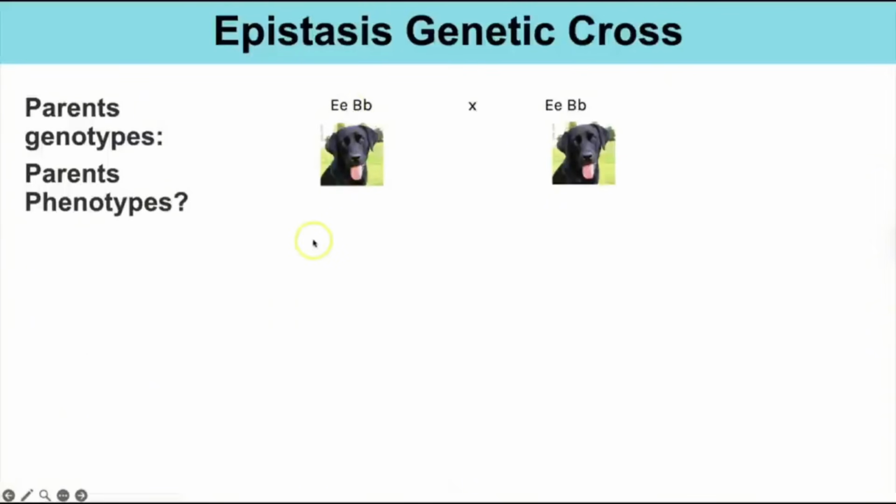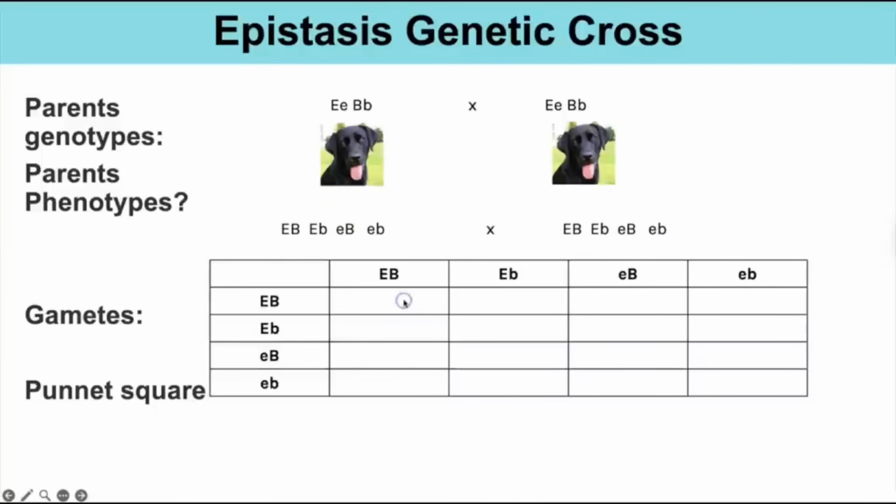So if we then did a genetic cross, first of all, we have to work out all of the possible gametes both dogs could make. And because this is now a dihybrid cross, meaning the inheritance of 2 genes simultaneously we're looking at, you have to show all the possible combinations that you could get. So you need to show just 1 copy of each gene. So 1 letter E, 1 letter B, but all of the possible combinations. So we could have the capital E with the capital B, the capital E with the lowercase b, the lowercase e with the capital B, the lowercase e with the lowercase b. So we get 4 possible gametes for both of those parents. So that means our Punnett square is going to be 4 by 4.